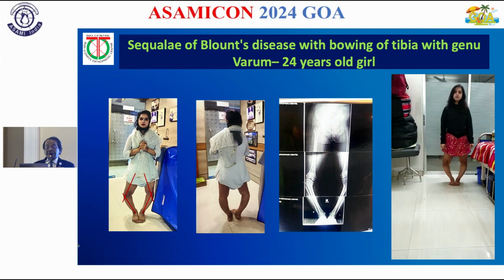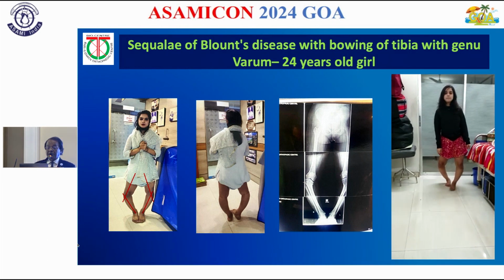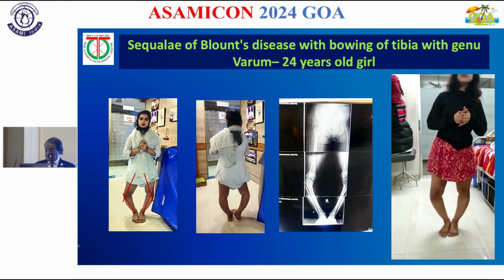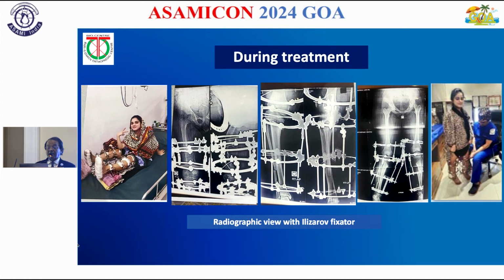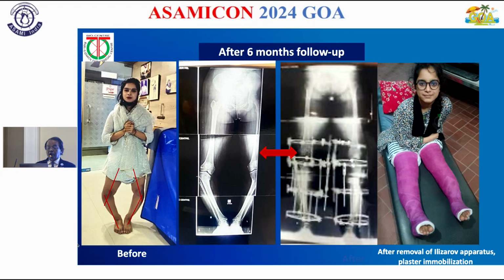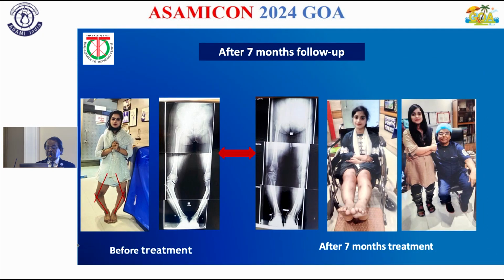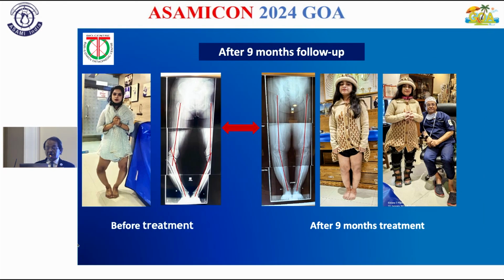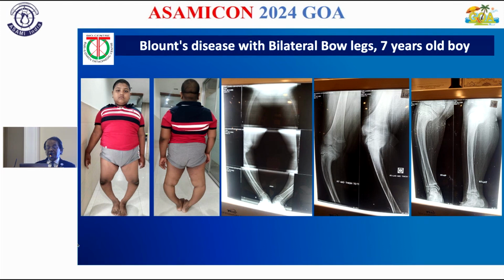And case 3, see, sequelae of Blount's disease with bowing of the tibia with genu varum, a 24-year-old girl, beautiful girl, came to me with this situation. Then she was walking like that and started doing treatment. This is the radiographic view, and this is after removal of the apparatus with plaster, and this is the final condition only after 7 months. And after 9 months follow-up, you can see from that situation to this situation. So these are the cases that you should handle.